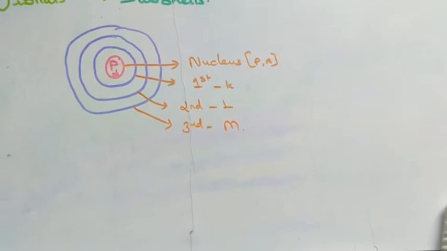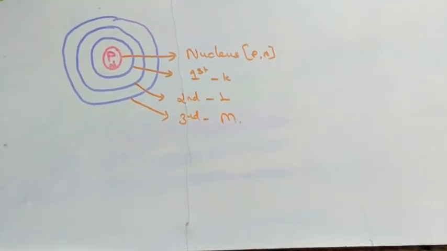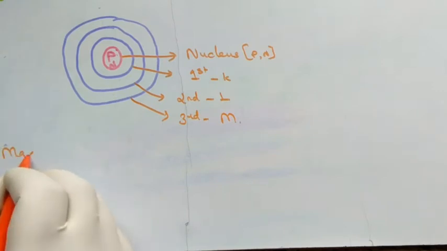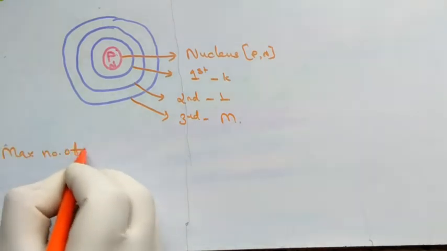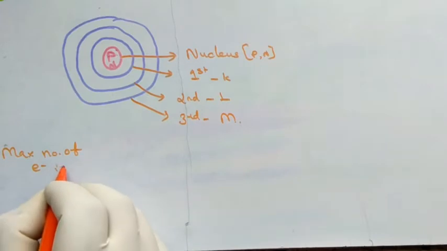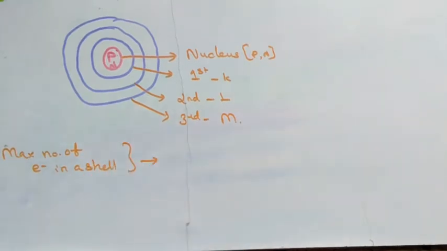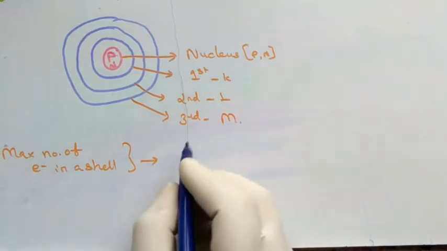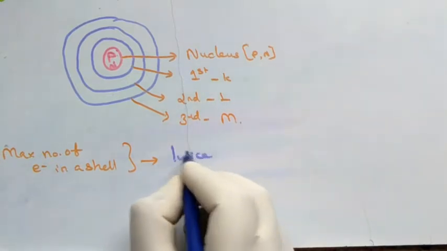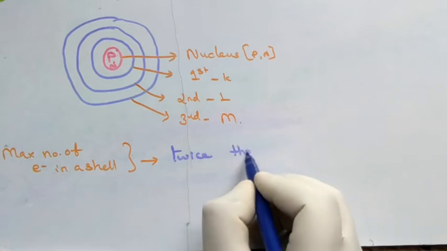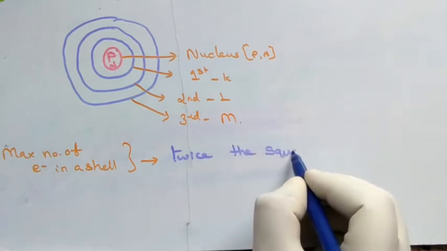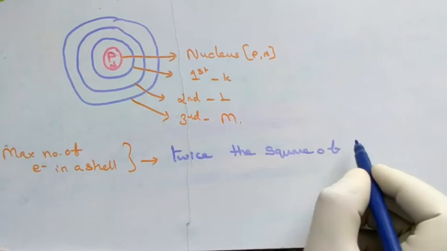Now we are going to calculate the maximum number of electrons in each shell. To calculate the maximum number of electrons in each shell, there is a technique. The maximum number of electrons in a shell can be calculated by twice the square of the shell number.